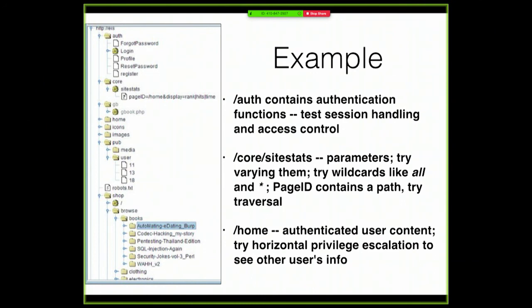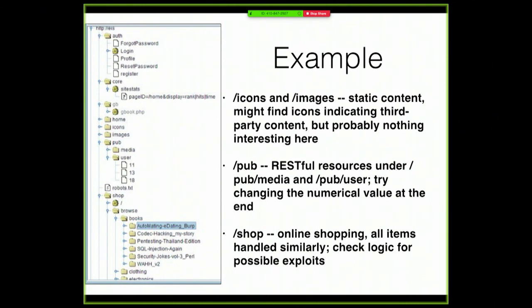And then there's /home there. Icons and images are more directories that point to things. Probably nothing too exciting there. Pub is where you're going to have RESTful resources under pub, like media and user one. This is obviously a user parameter, but it's treated as a file name because it's a RESTful parameter. It looks like a file name to this browser, but you can just try other numbers to try to get to other users' folders, and you might be able to get to their stuff.